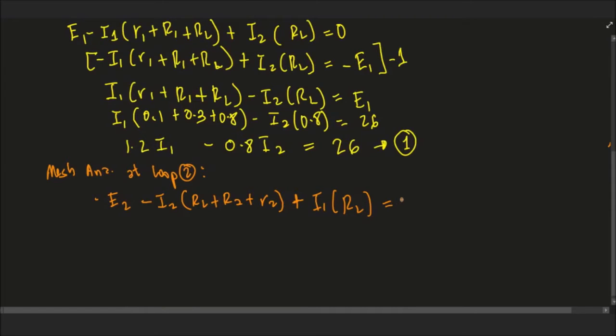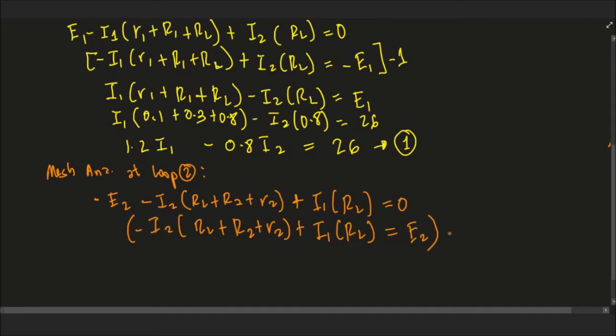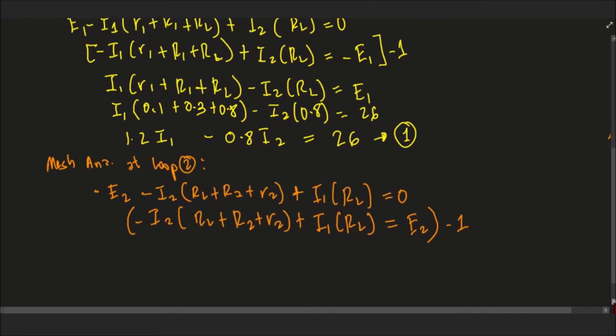RL is equal to 0. We will transpose E sub 2 to the other side of the equation. So we have negative I2 times (RL plus R2) plus I1 times RL is equal to E sub 2. Then we multiply both sides by negative 1.